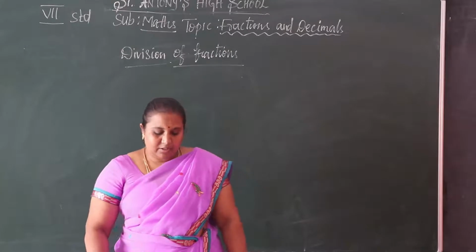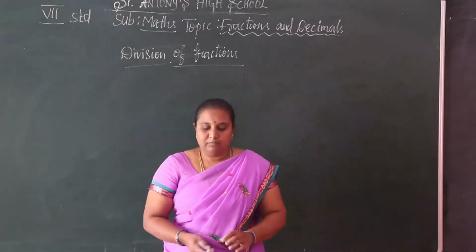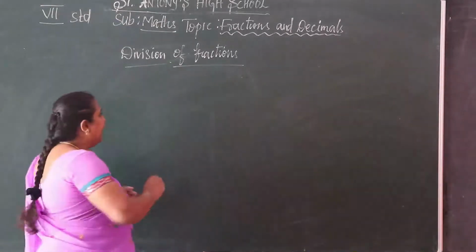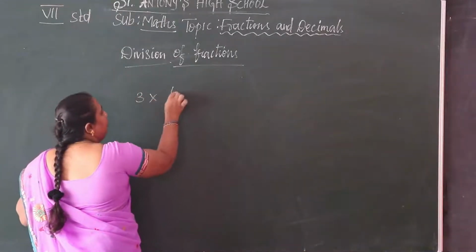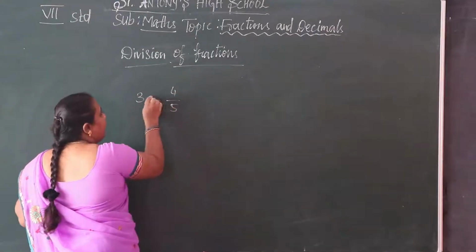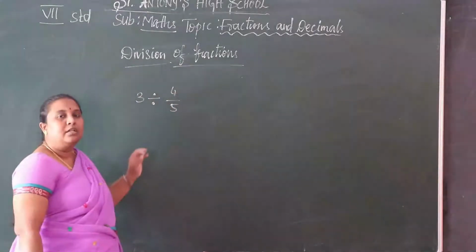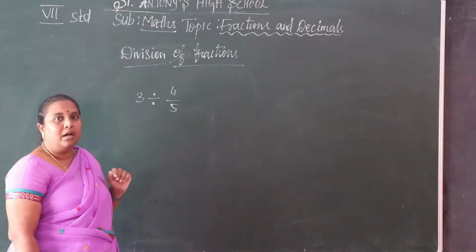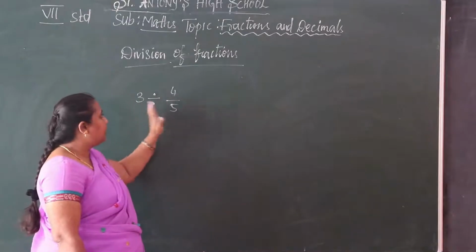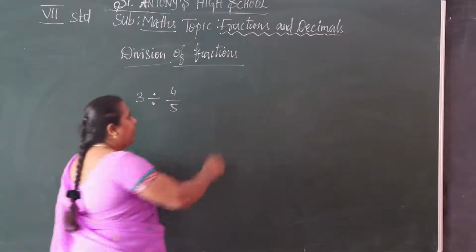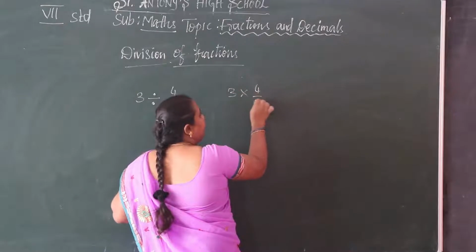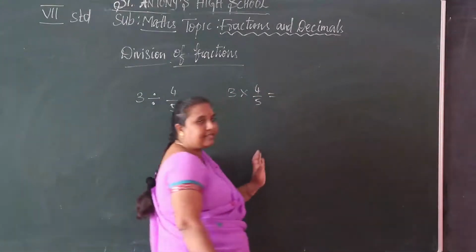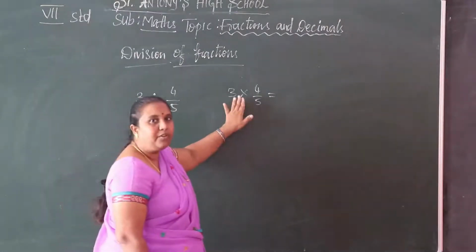Now, division of a whole number by a fraction. See here, one example I am giving: 3 divided by 4 by 5. So the division of a whole number by a fractional number. Here we want to divide these two. In multiplication form, we can take 3 into 4 by 5, multiplying only the numerators and writing the denominator as it is.